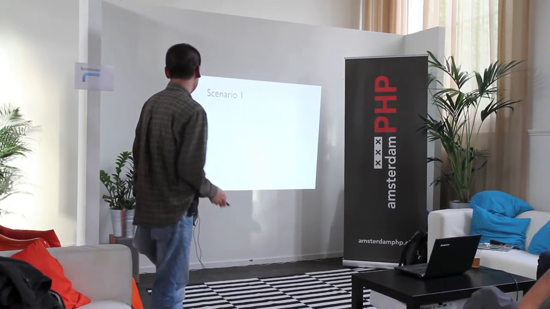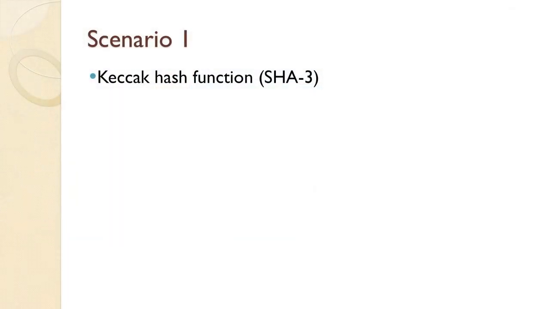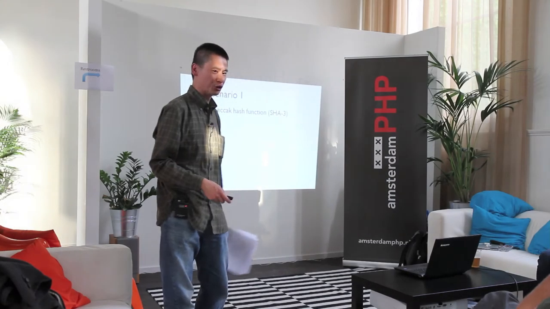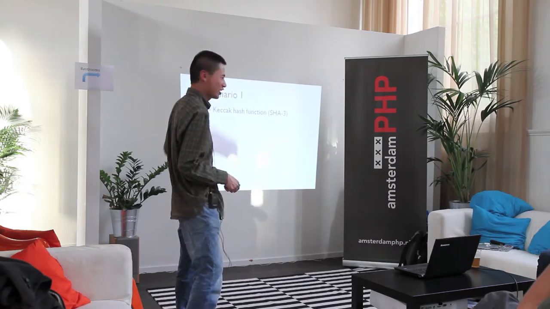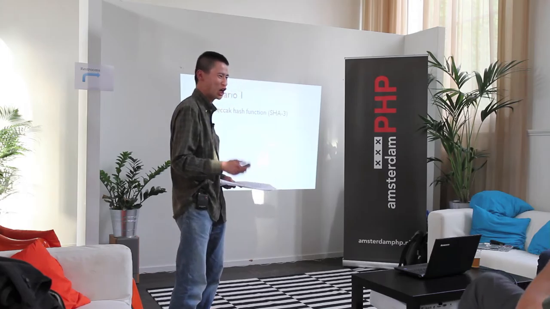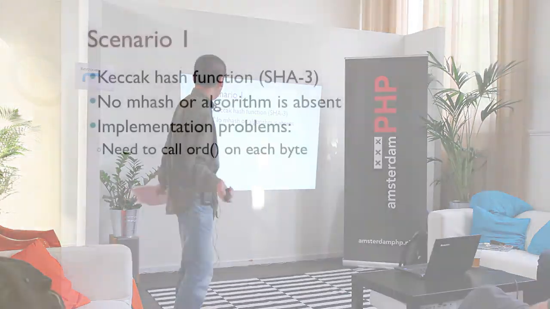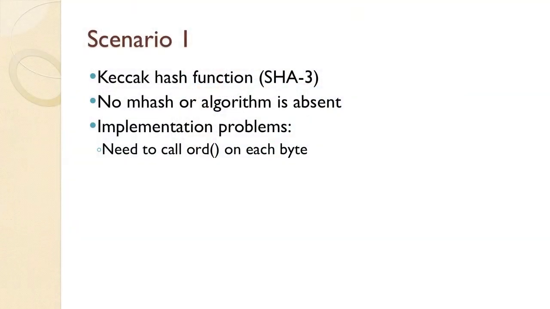And here's one scenario. Let's say for some reason your application needs to calculate the SHA-3 signature of files. SHA-3 is relatively new. If you have not heard of it, it's called Keccak. Or I don't know the actual pronunciation. I think it's Czech. Okay. And you don't have mhash, or the algorithm isn't present in the library, so you have to implement the algorithm itself in PHP.